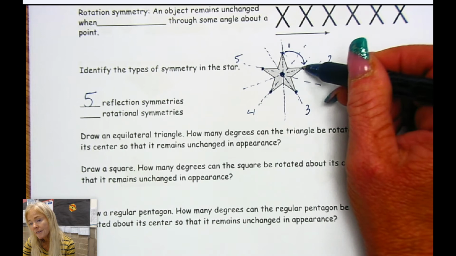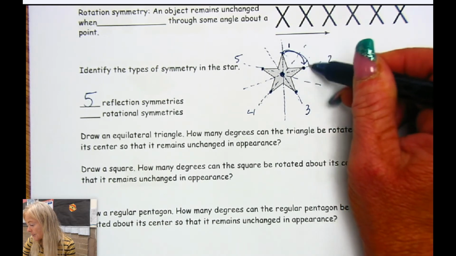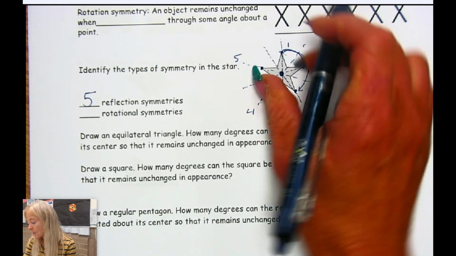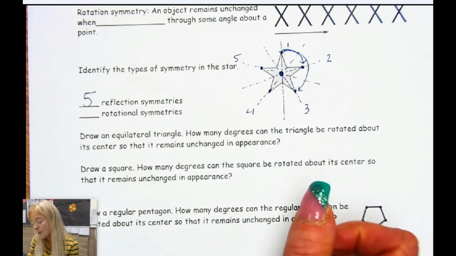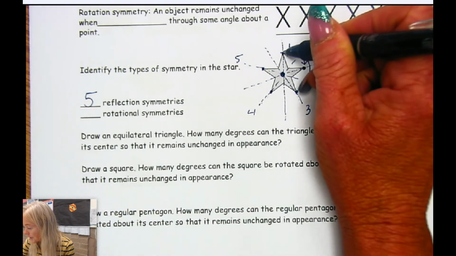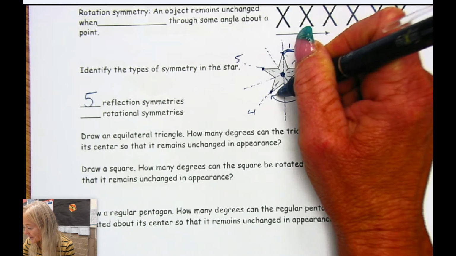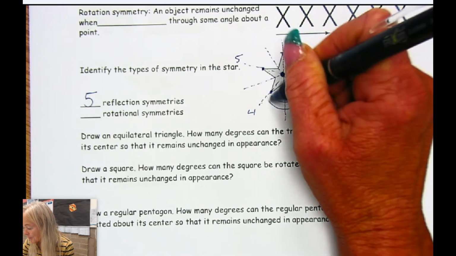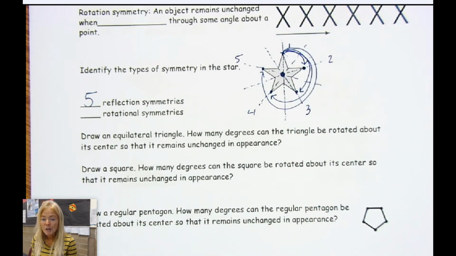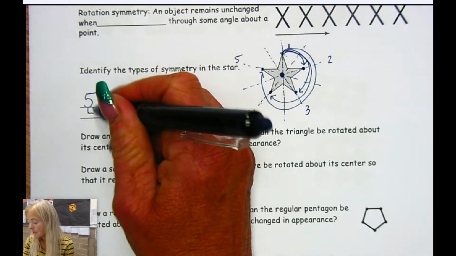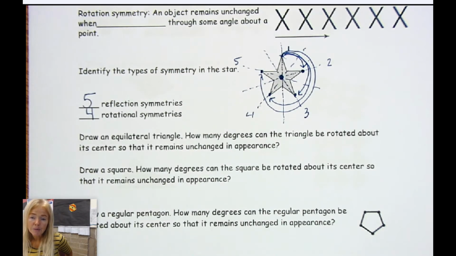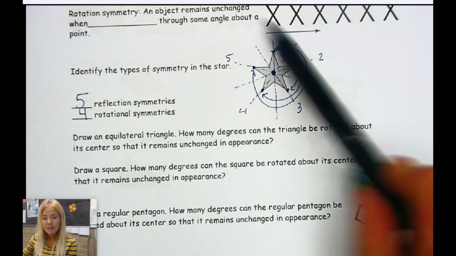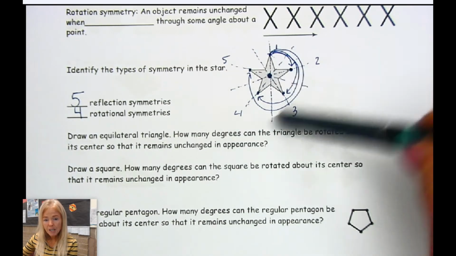So that's 1. I can move it to here, and after rotating to there, it's going to be exactly the same star. So that's 2. And then it can be moved to right there, which is 3, and then it can be moved to right there, which is 4. So there are 4 rotational symmetries that can occur to where the star remains unchanged after all 4 of those. So we have 5 reflection symmetries. We can fold it or reflect it about 5 different lines. We counted them, and then we rotated 4 symmetries.